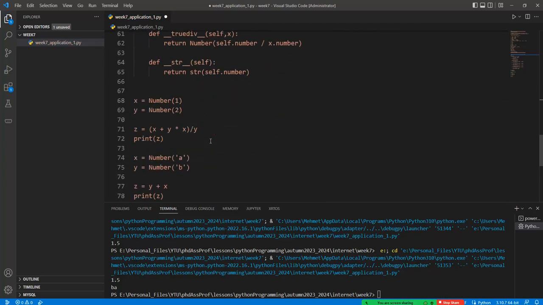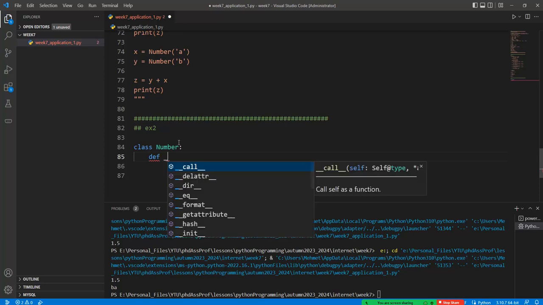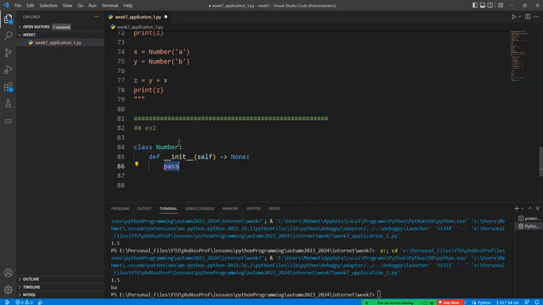But how can we prevent this situation in our definition? Firstly, we need to give the class Number here like this one, and we can give the def __init__ function body with the parameter number, and then self.number is assigned to the number, and then this condition must be changed with these terms.